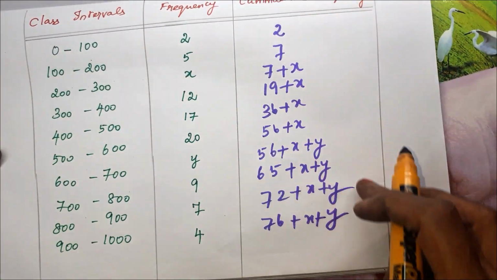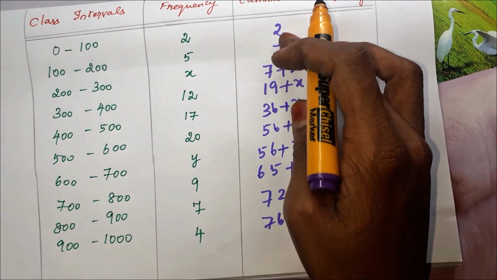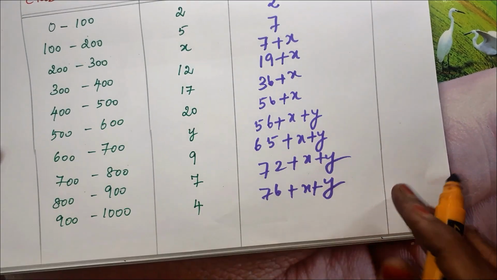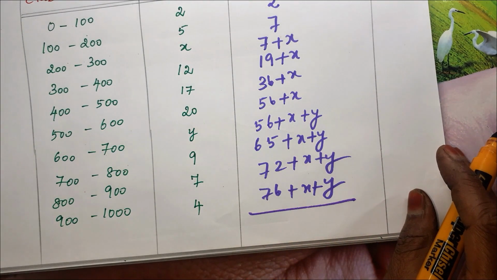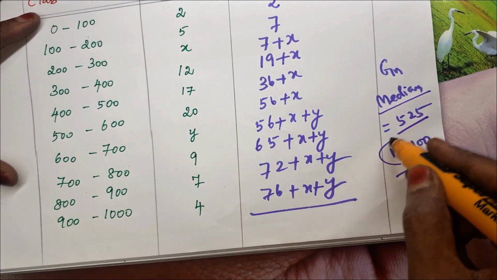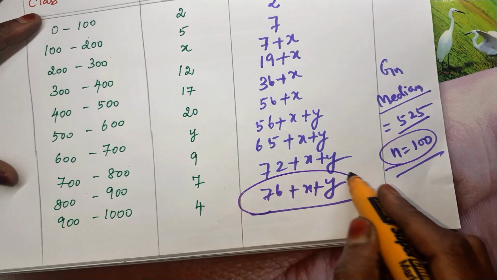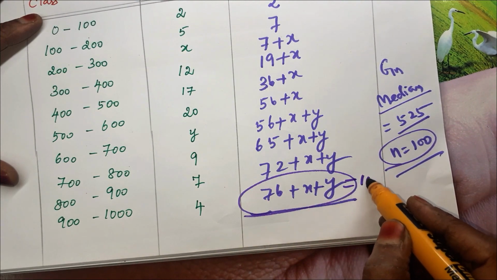So these are the cumulative frequencies. Wherever you have x and y, keep them as they are. For the other values I have added, and the last value I get is 76 plus x plus y. From the given data, the median is 525 and n is equal to 100. We know that the last value is n, so n is equal to 100 means this is equal to 100.